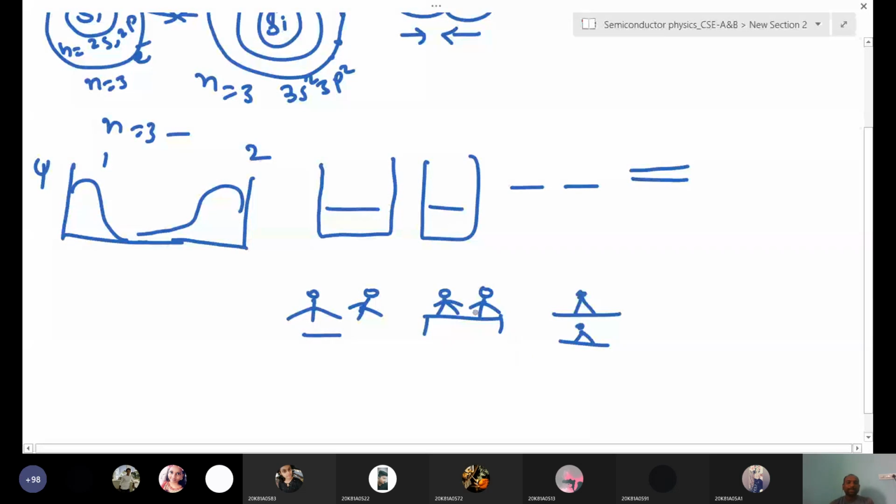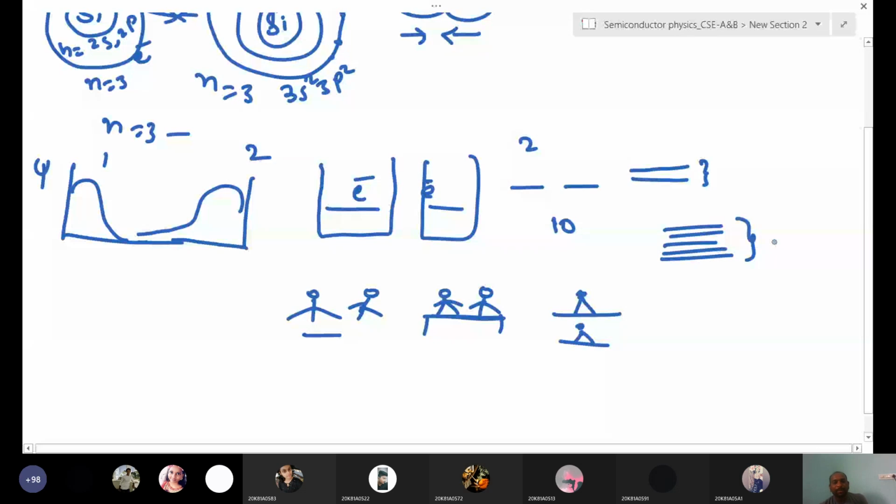Here also, the electron energies will exchange between them, and when the electron energies interact or exchange, the energy levels split into different energy levels. Suppose here we have taken 2 atoms. If you take 10 atoms, 10 energy levels will be there. These energy levels are very closely separated. This we call a band.